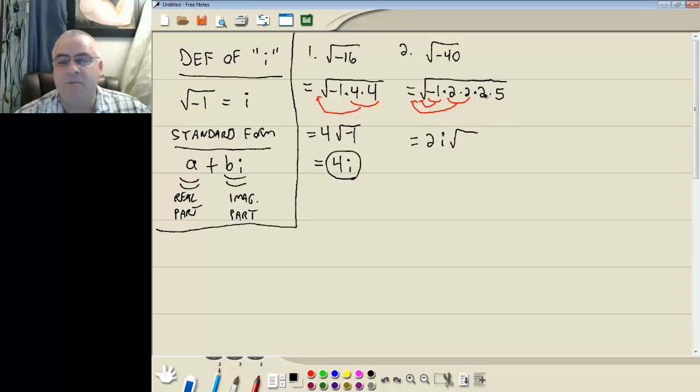And we're left inside with a 2 and a 5, but again, we have to have pairs of them, and there's no pairs, so 2 times 5 just gives us 10. So our answer is 2i square root of 10. Now some books get kind of rigid about this, so they put the i at the very end. And some books will put it in front of the radical.